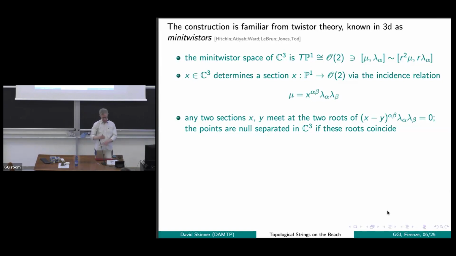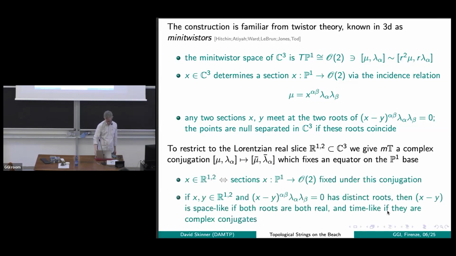So twistor lines in 4-dimensional twistor space for 4 dimensions might just miss each other. Here, these twistor quadrics always intersect each other twice. What makes them null separated isn't the intersection, but the fact that those two intersections coincide. Okay, so that's it for C3.